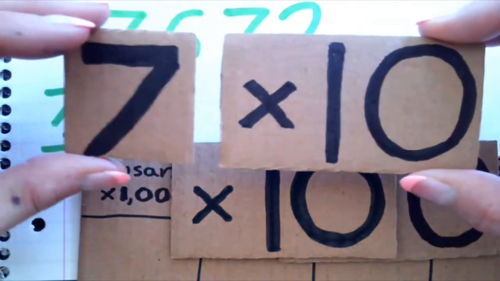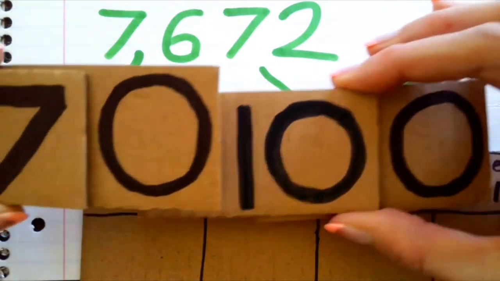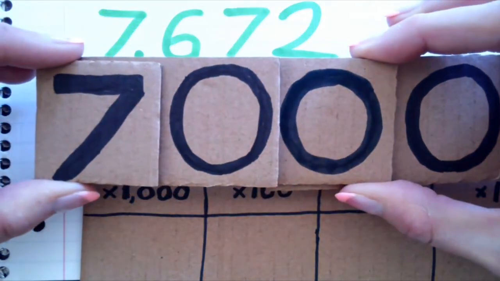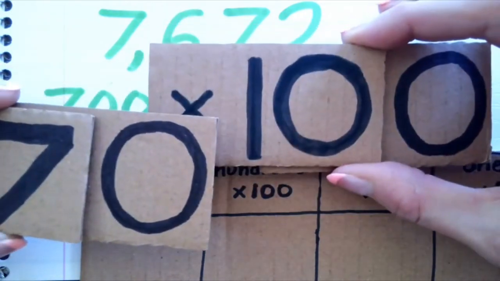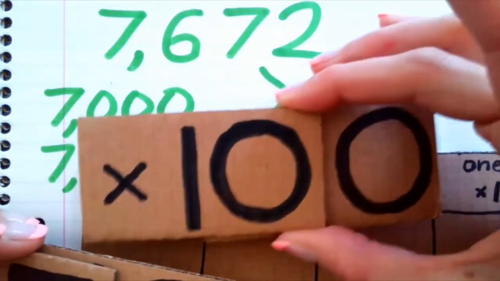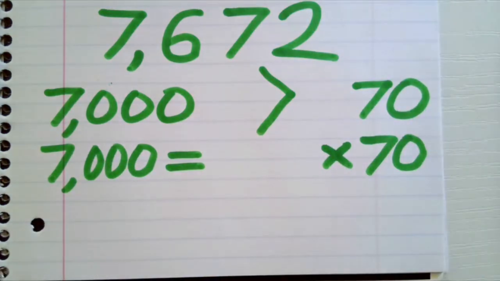Remember, 70 is already 7 times 10. But what happens if we multiply 70 times 100? 7,000. So it is times 100. 7,000 is 100 times 70. Let's write that on our sheet.